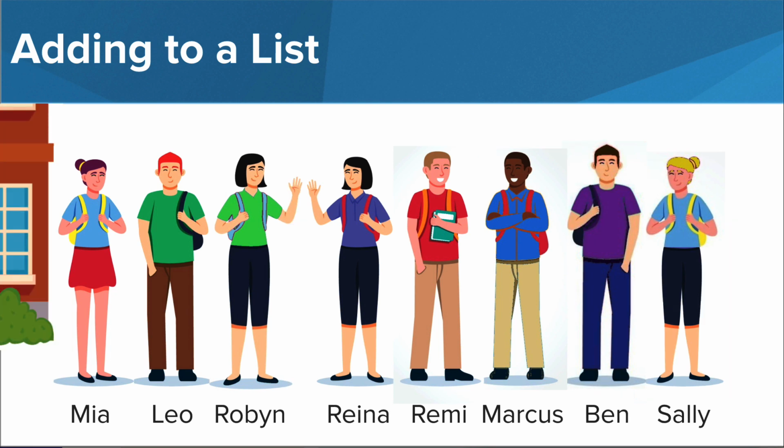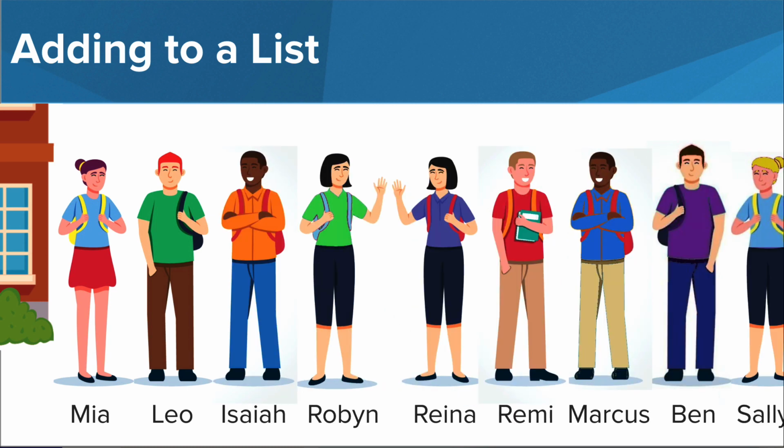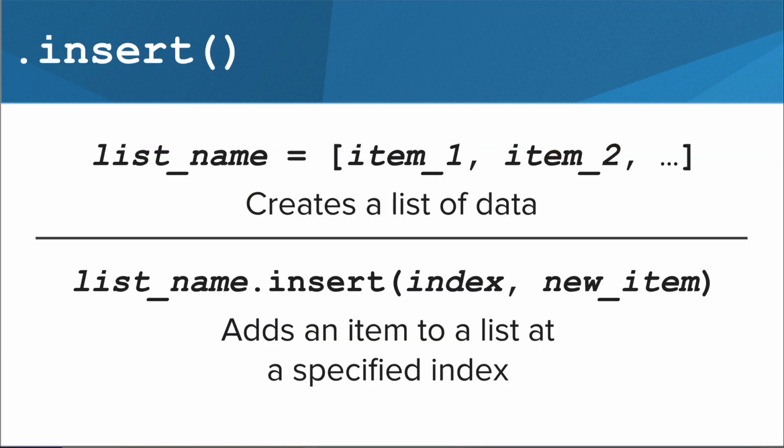Mia and Leo are talking at the front of the line, and they spot their science partner, Isaiah, and invite him over to join them while they wait. Both of the methods we've learned about so far only add items to the end of a list. So how can we add Isaiah somewhere in the middle? To do this, we can use the insert method. This method takes 2 parameters. The first parameter is the index value of where the new item should be placed, and the second parameter is the new item to add.